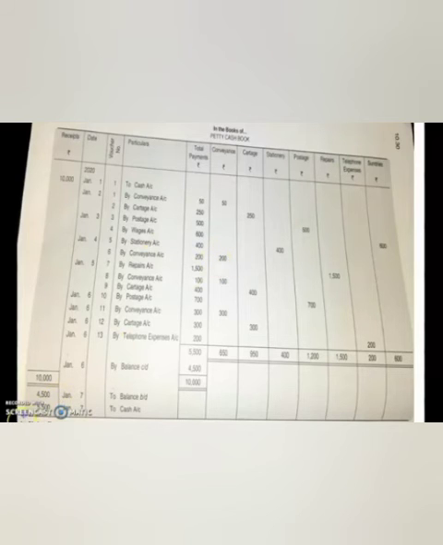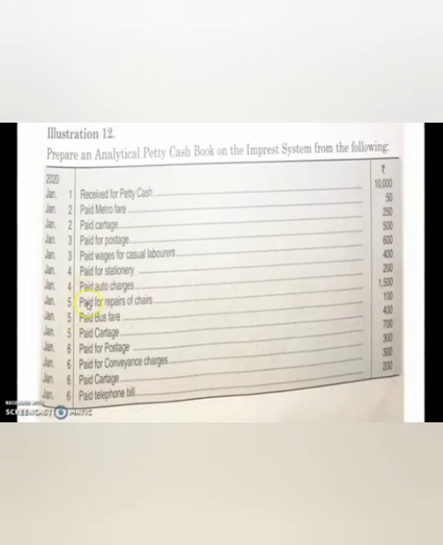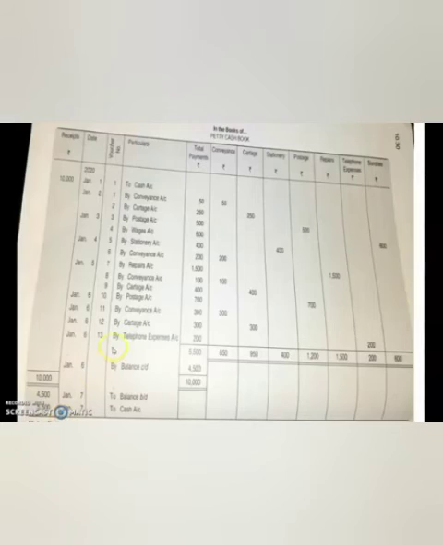Okay. Next item, on January 5, you can see there are three items: paid for repairs of chair, then paid bus fare, and paid cartage. So bus fare will come under conveyance, cartage we have already prepared, and repairs we have to show separately in a separate column. Conveyance we have to show, and cartage also, we had already prepared one cartage account. So under that these three items related to January 5 will be shown.